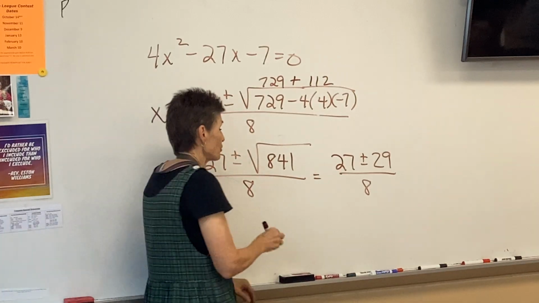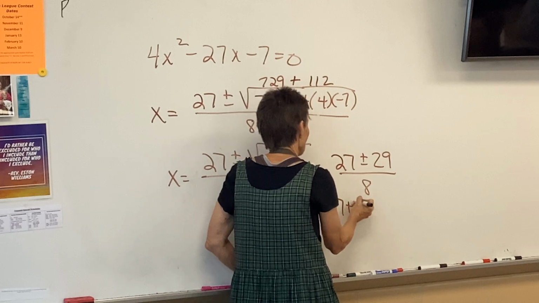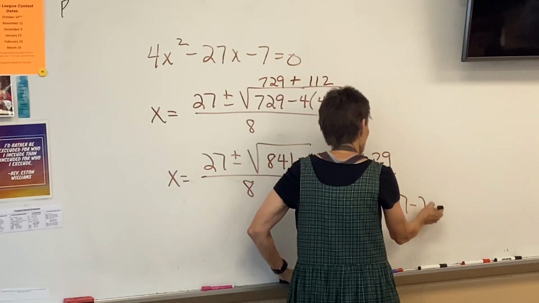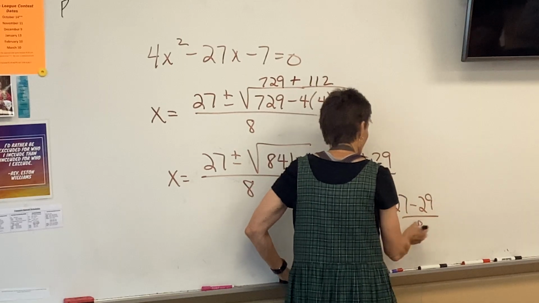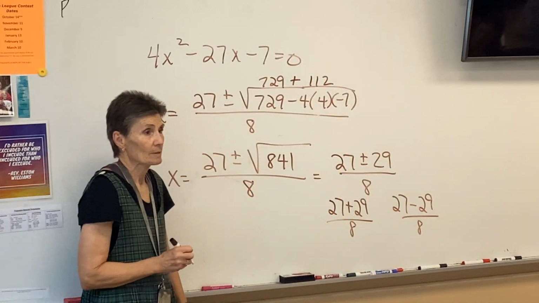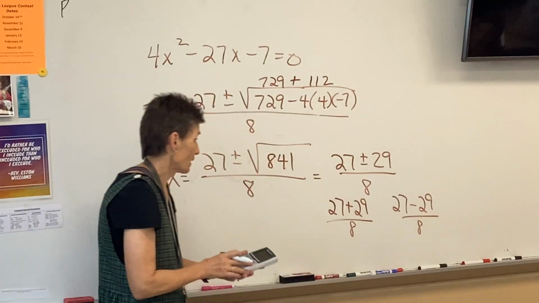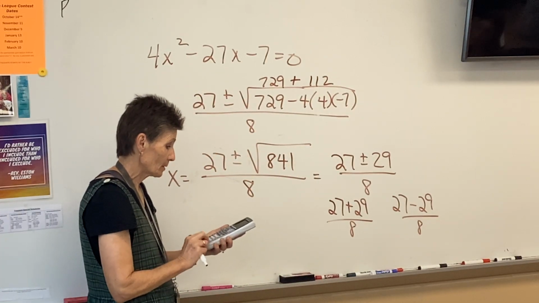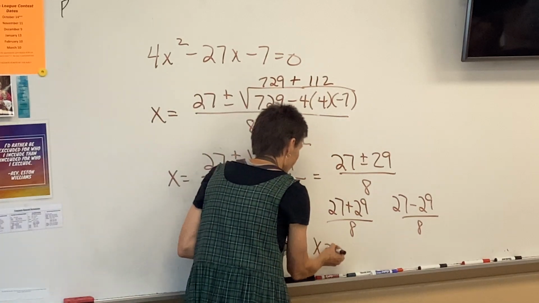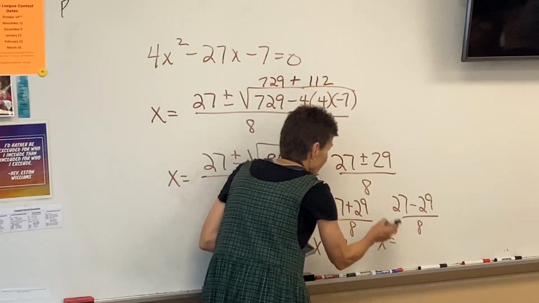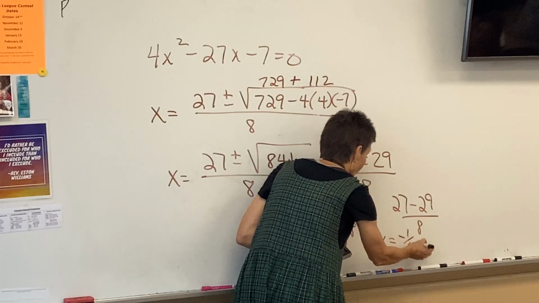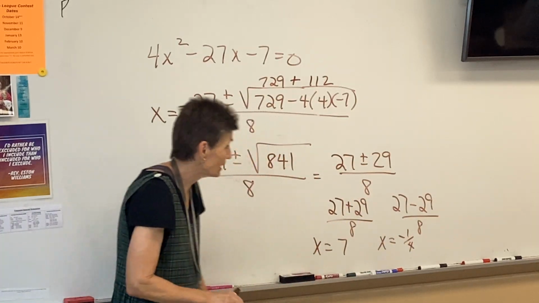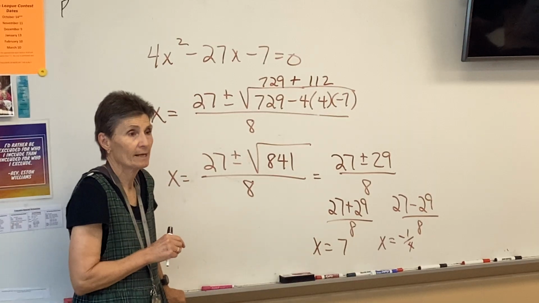All right, so now this is 2 answers. 27 plus 29. And remember, by the way, the only calculator you're allowed to use is your grapher. Gotta have a grapher. All right, so 27 plus 29. I got 7. And this one's going to be negative 1/4. So my answers are x equals 7 and x equals negative 1/4.